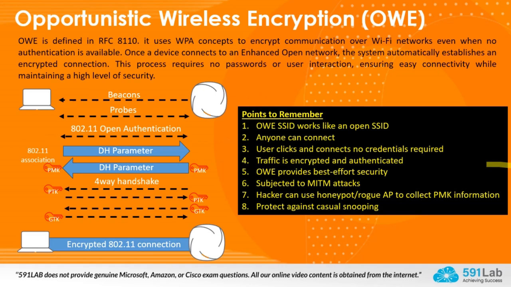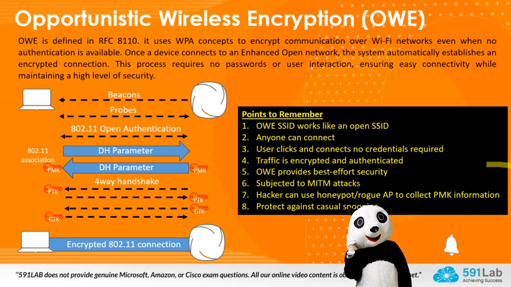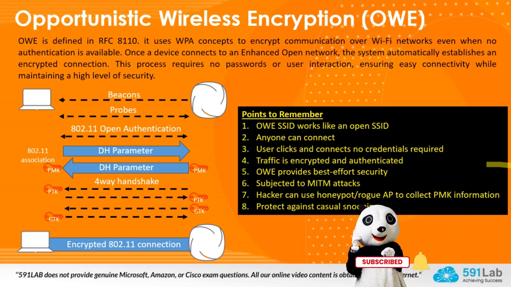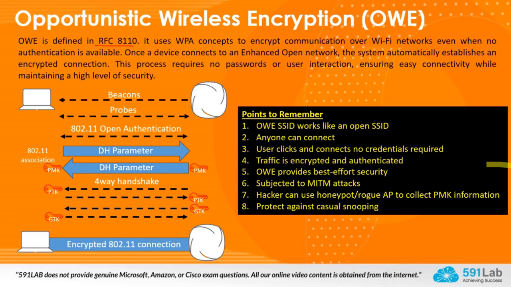Okay, let's start with topic number 1, Opportunistic Wireless Encryption (OWE), also known as Enhanced Open Authentication. OWE is defined in RFC 8110. It uses WPA concepts to encrypt communication over Wi-Fi networks even when no authentication is available. Once the device connects to an enhanced open network, the system automatically establishes an encrypted connection. This process requires no password or user interaction, ensuring easy connectivity while maintaining a high level of security.